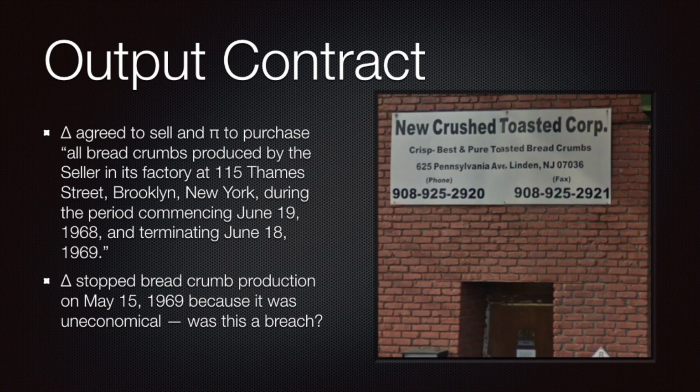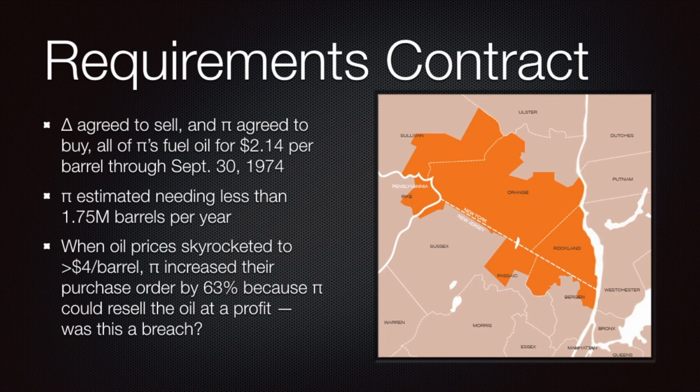It turned out that it wasn't very economical to produce breadcrumbs. They were making them at a loss, so they simply stopped making breadcrumbs and output went to zero. The plaintiff sued, saying, "I'm owed breadcrumbs at a stated price." And the defendant replied, "You get my entire output and my output is zero." Was this a breach?